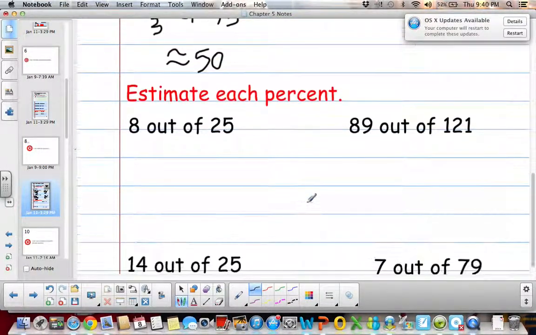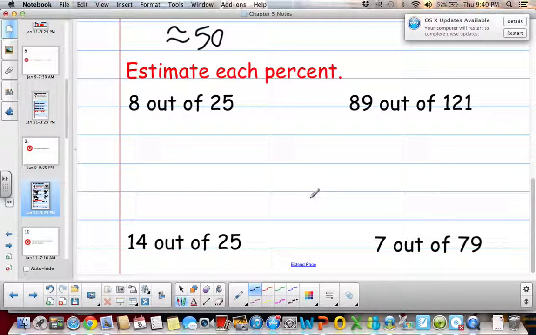So if we are going the opposite way now, this time we want to figure out what the percent is. If we are given 8 out of 25, I'm going to write that as a ratio, so 8/25. Okay, and we want to estimate the percent. So we know that 8/25 cannot be simplified anymore.